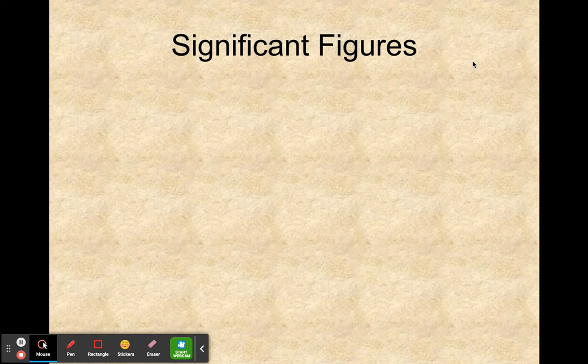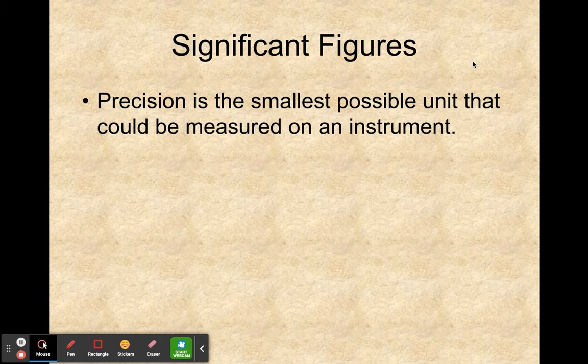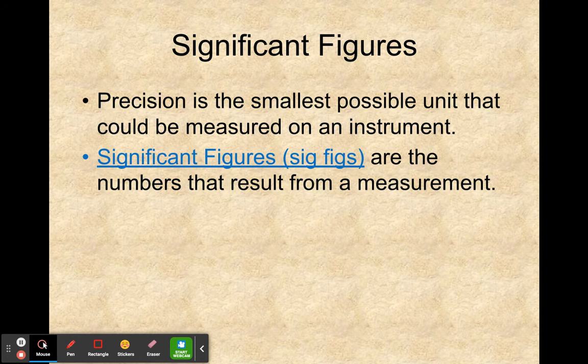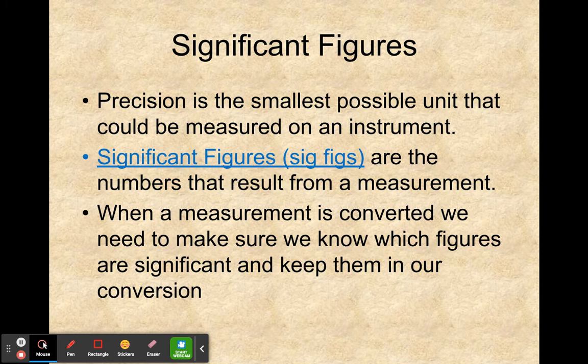Okay, we are starting with significant figures today. Precision is the smallest possible unit that could be measured on an instrument. Significant figures, or sig figs, are the numbers that result from a measurement. When a measurement is converted, we need to make sure we know which figures are significant and keep them in our conversion.